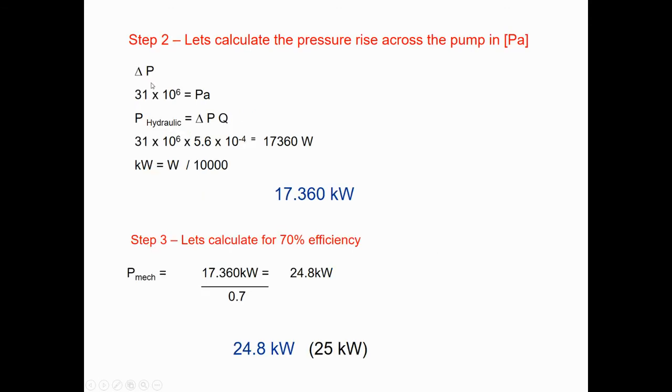Step number 2, delta P. So delta P is going to be 31 million Pascal.